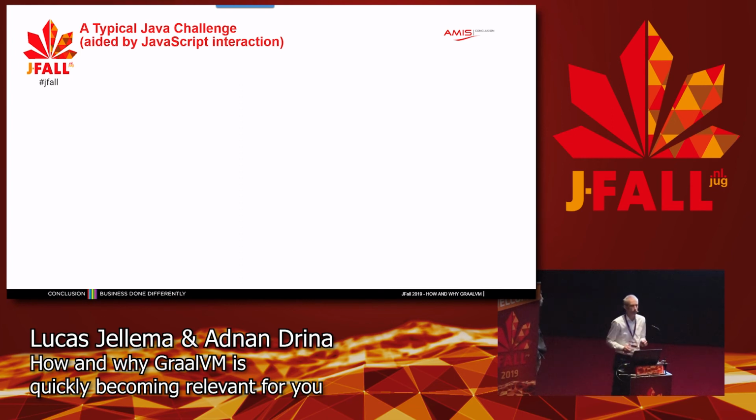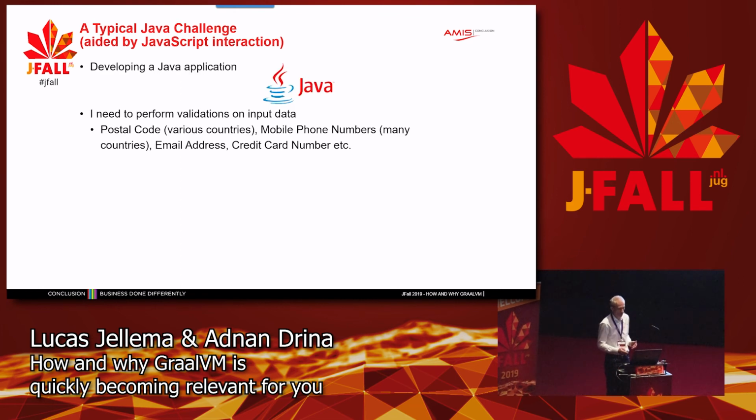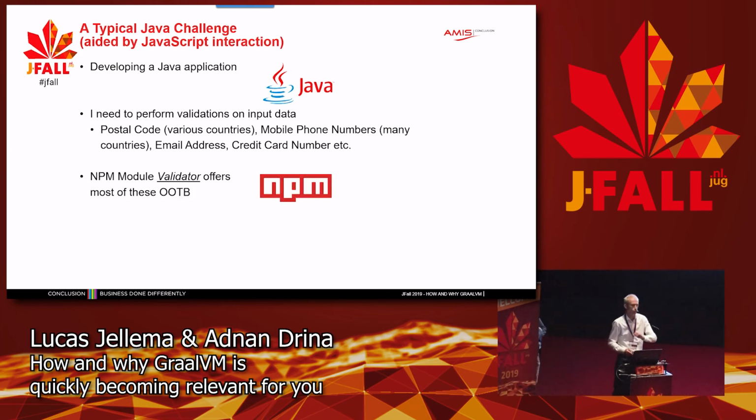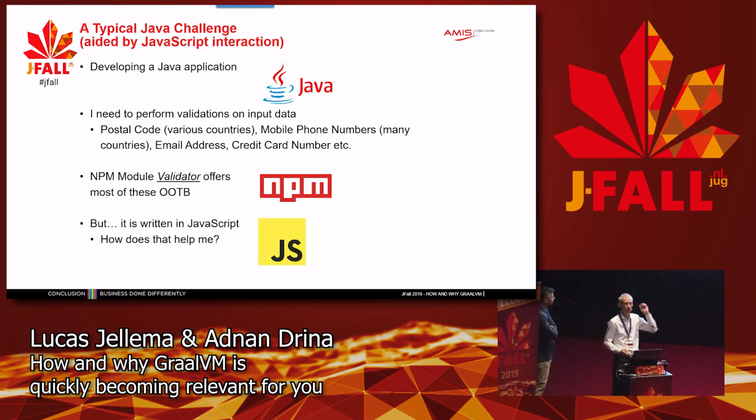So this is a typical challenge. Not just a Java challenge, by the way, but in this case it is a Java challenge. I am developing a Java application, and in this Java application I need to do all kinds of validations. Postcode validations for 30 different countries. And I could start to write that code all by myself, but I would like to leverage something that's already out there. And in this particular case for validations, there's this NPM module, which can do all kinds of validations out of the box, but it's written in JavaScript.